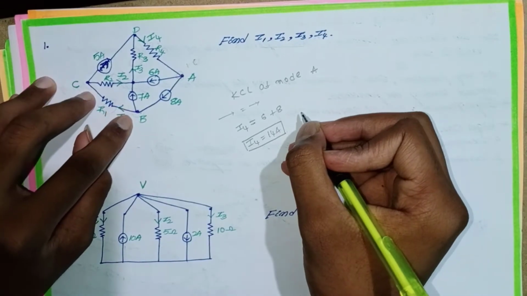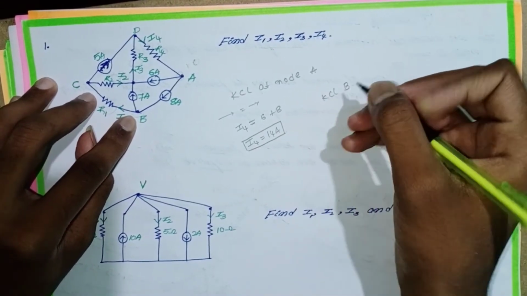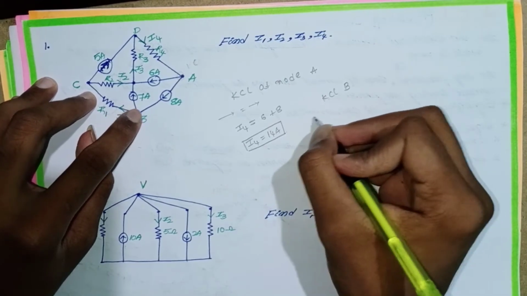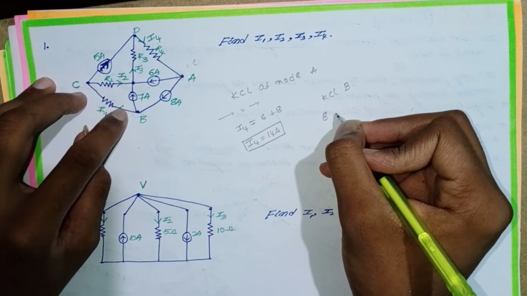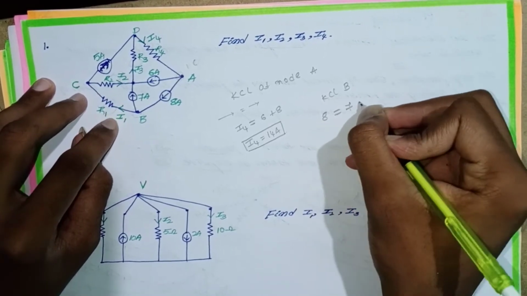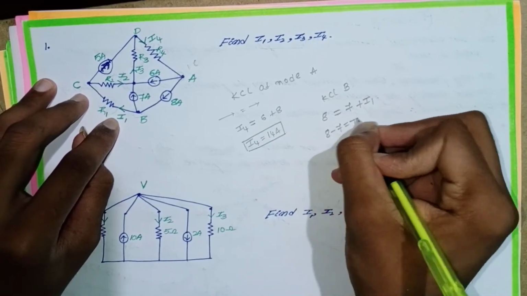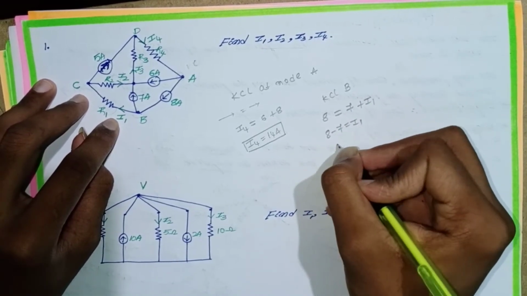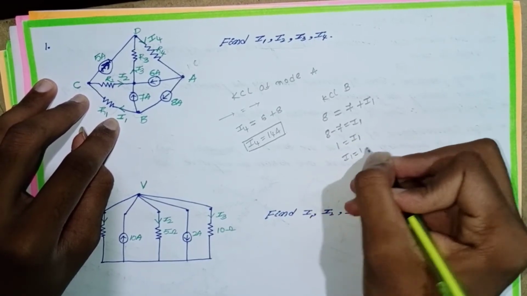Then apply KCL at B. Entering the node is 8, and both of these are leaving the node, so 8 is equal to 7 plus I1. 8 minus 7 is equal to I1. 8 minus 7 is 1, so I1 is equal to 1 ampere.